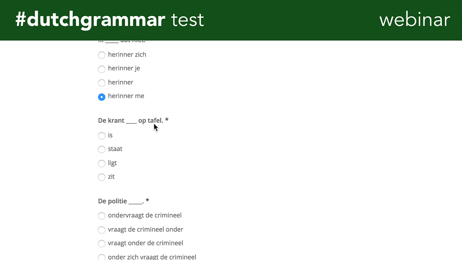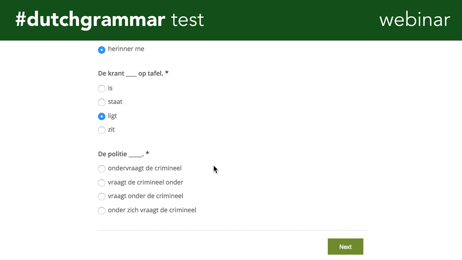De krant, op tafel. Lesson 20. We need a verb that indicates a position. The krant, the newspaper, has a horizontal position. It is very difficult to put a newspaper in an upright position on the table. So, answer 3, licht, is correct.